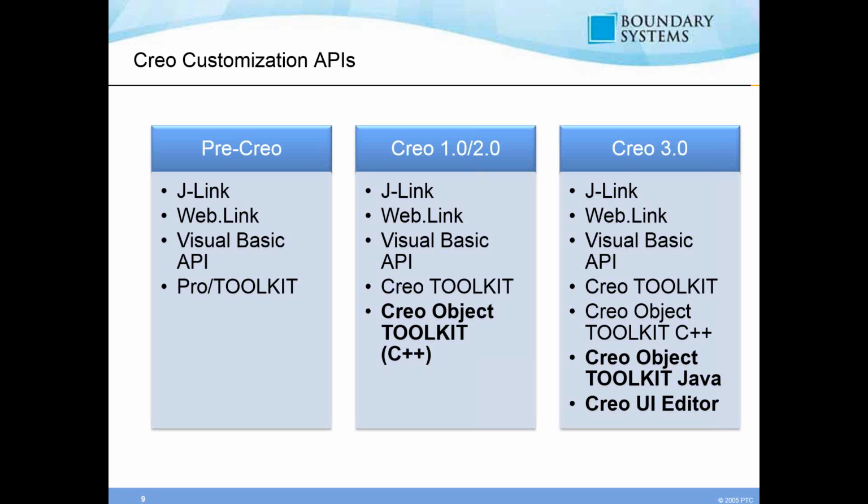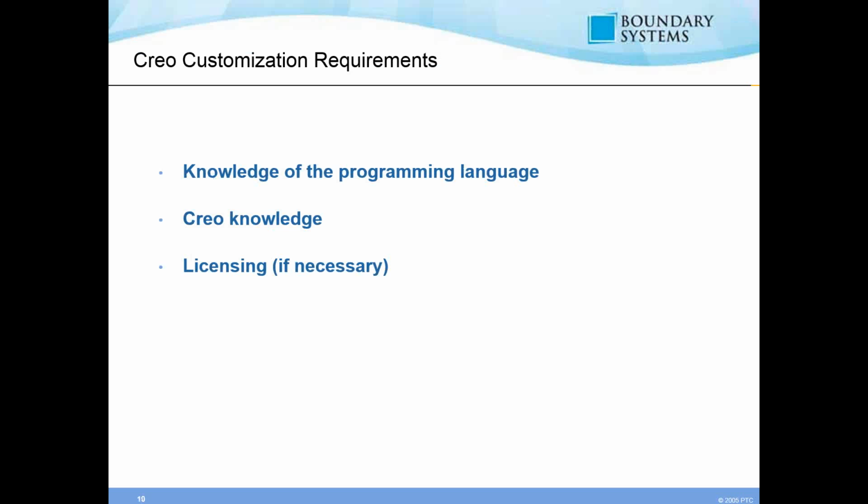And then with Creo 3.0, they added 2 additional ones. So Creo Object Toolkit became Object Toolkit C++. They added Creo Object Toolkit Java, which again is our focus today. And they added the Creo User Interface Editor. And so again, they've been gradually adding additional capabilities. And again, we want to give you a little more background on what was capable in the older APIs and why they have added these new ones.